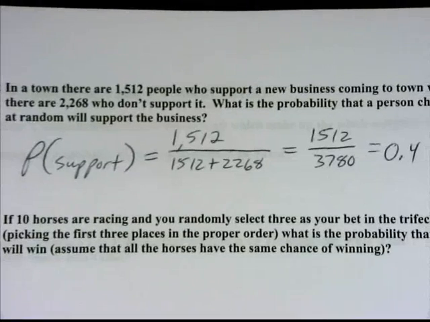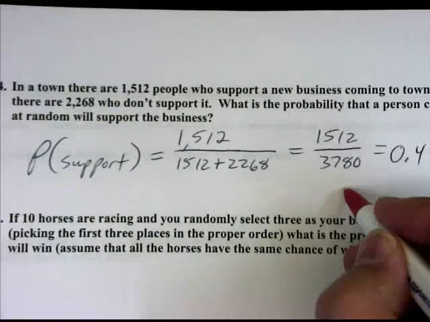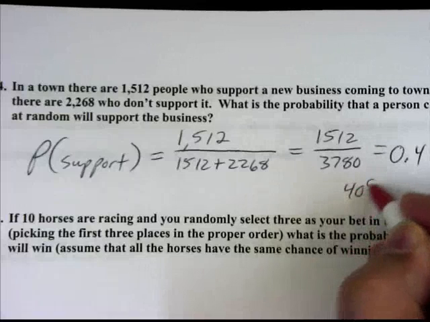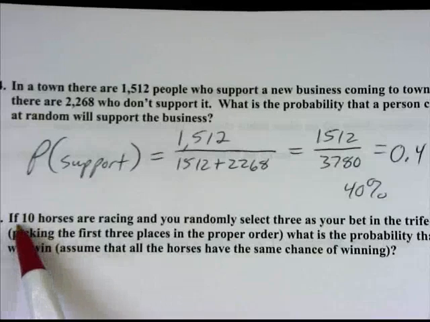Okay? So the probability of picking somebody at random and having them support the business would be 0.4. We could write that as 40%. Okay? Sometimes you'll see probabilities written as percents.